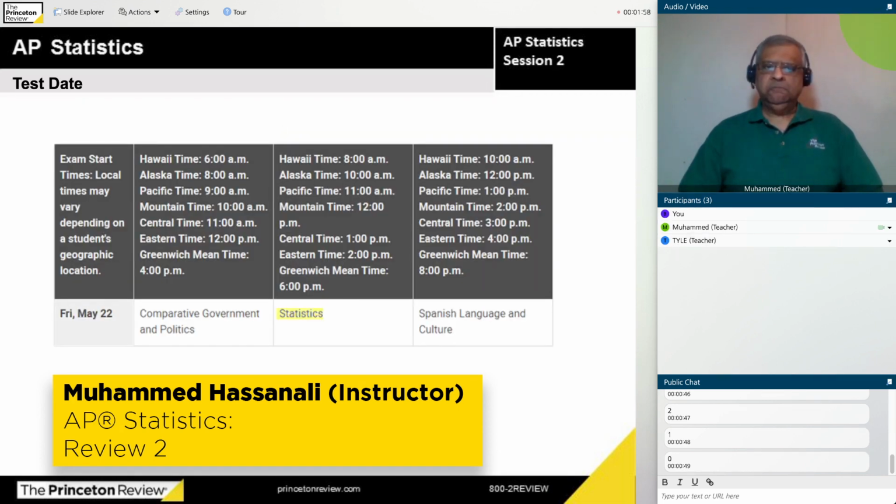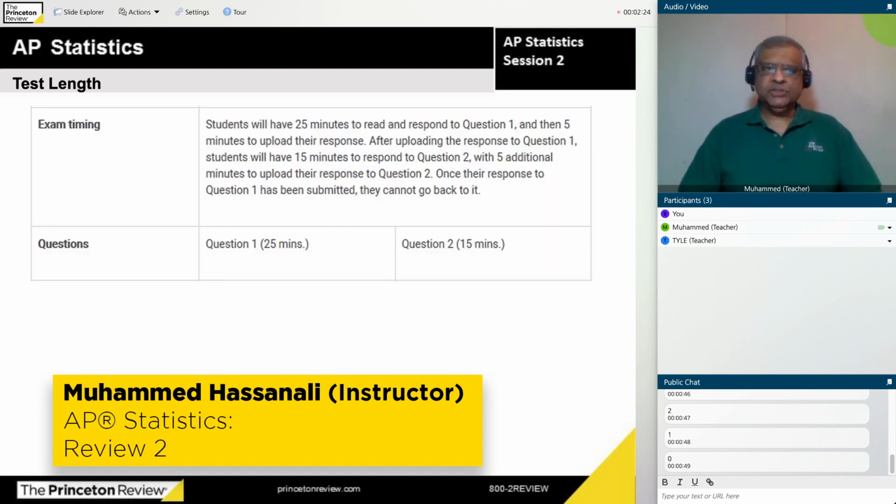So this is also a recap from last time. You may know that the AP statistics will be on May 22nd. These are the times depending on your time zone. What you will notice is that the test is offered at the same time, no matter which time zone you're in. So if you're in Hawaii, it's at 8 in the morning. If you're in England, it's at 6 p.m. For a lot of us in the US, it's in the afternoon.